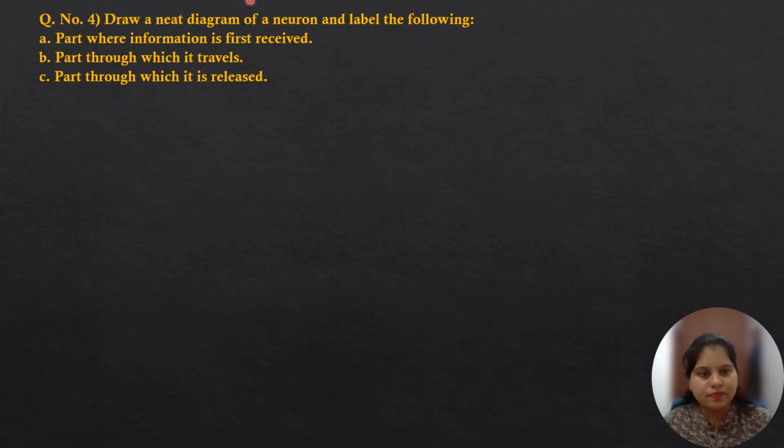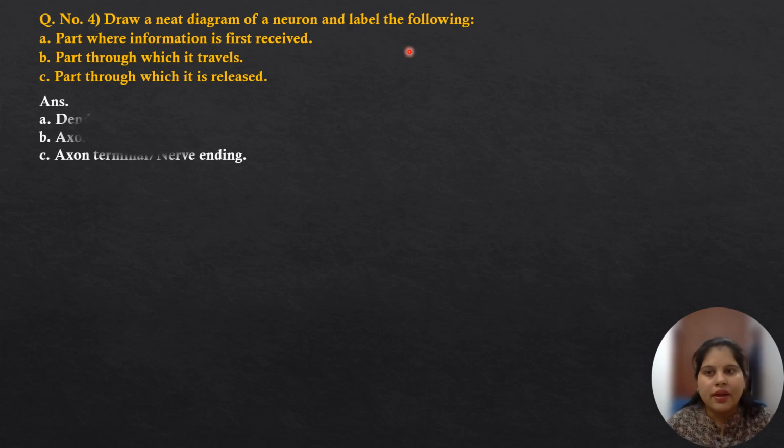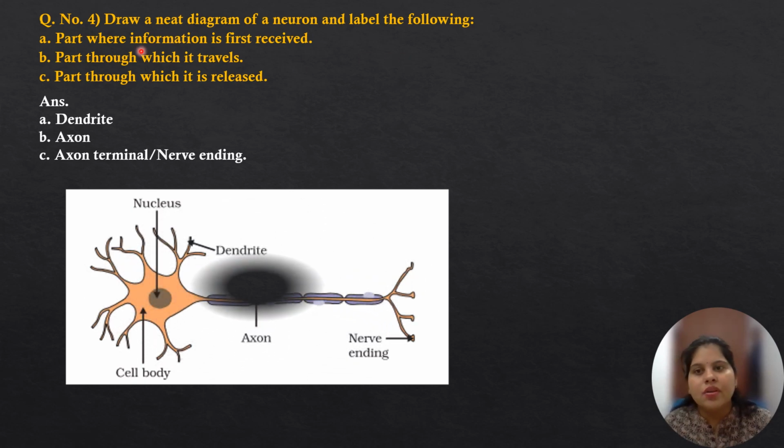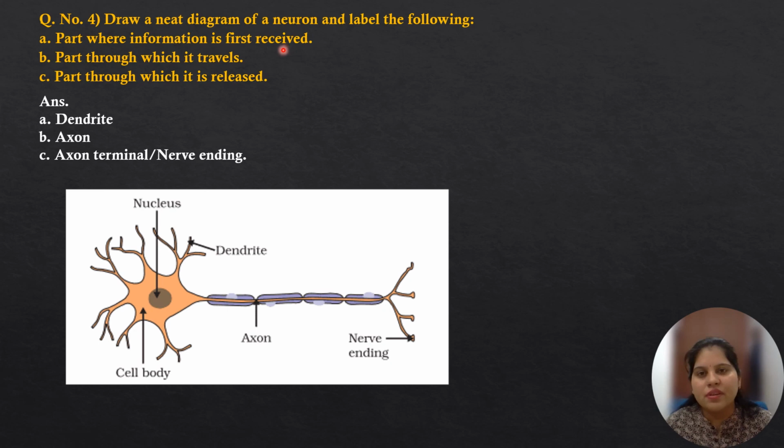Next, draw a neat diagram of a neuron and label the following. In this, you have to draw the structure of the neuron, and in that diagram, you have to label these parts. Part where information is received. So where is the information received? In the dendrite. So the part where information is received is the dendrite.